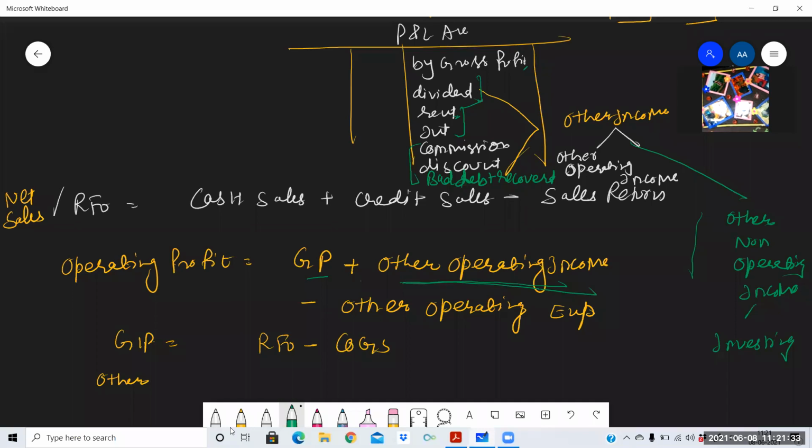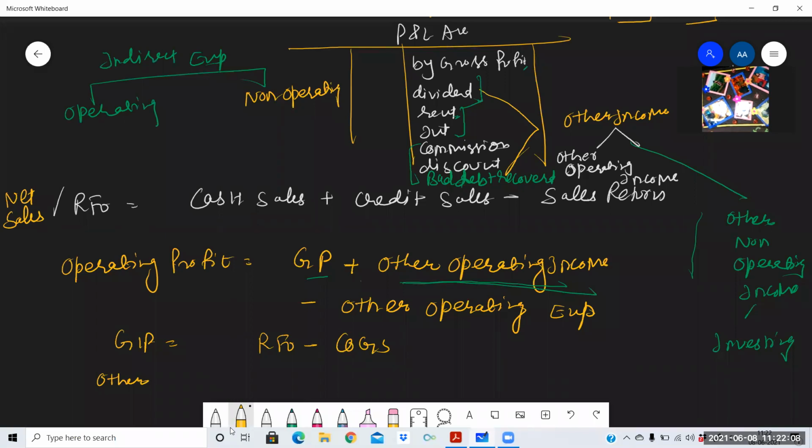And now what about the other operating expenses? This topic I have already discussed yesterday. Indirect expenses are divided in two parts. Which two parts? Yesterday I explained to you. Indirect expenses are divided in two parts: operating expenses and non-operating. Yesterday also I explained this. In operating expenses, what comes?